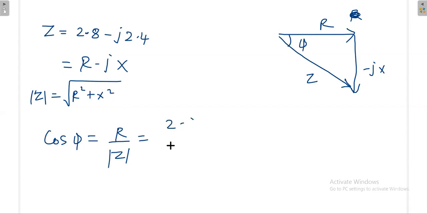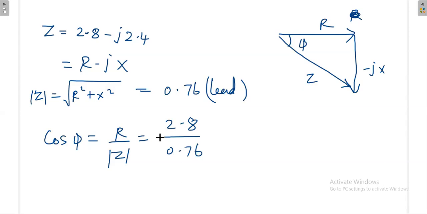R, you know, is 2.8. For mod Z, you just have to find out what is mod Z. Once you find it, the answer is 0.76 leading, the leading circuit, 2.8 divided by mod Z is 0.76. So something goes wrong. Mistake. 8.56. Which one? That impedance. Mod Z is it? Sorry, mod Z is that value, sir? 8.56. Okay.